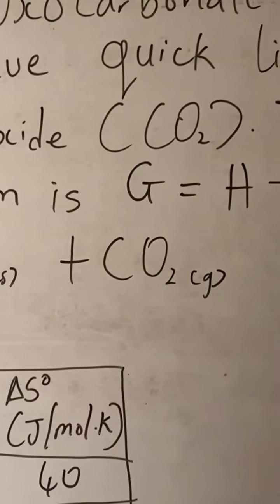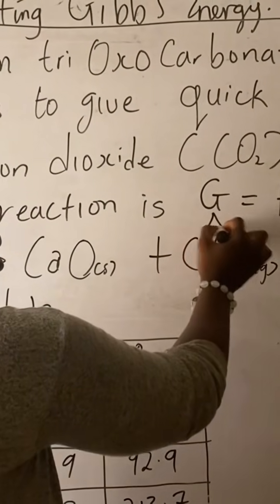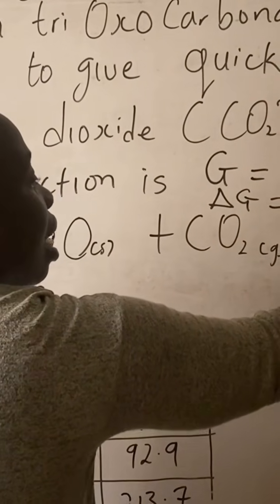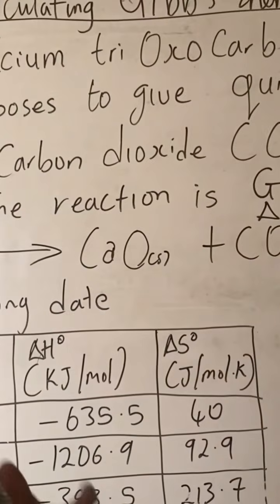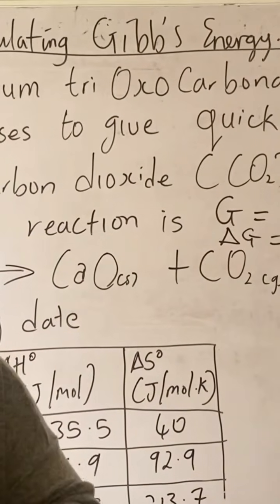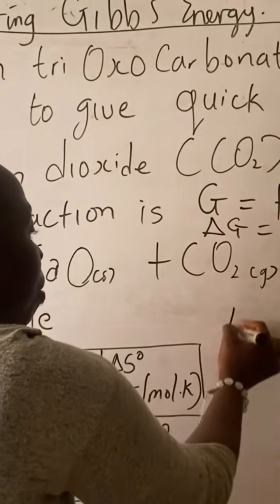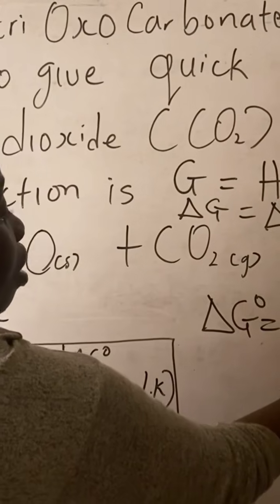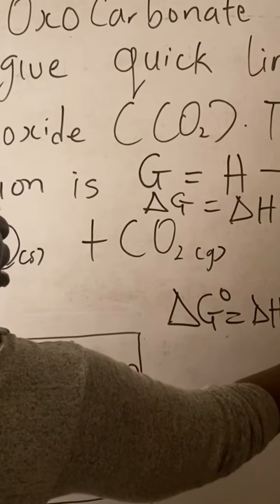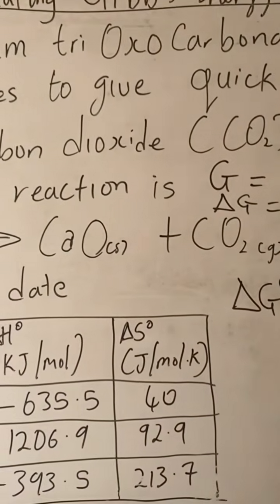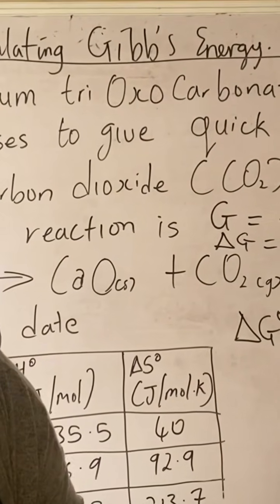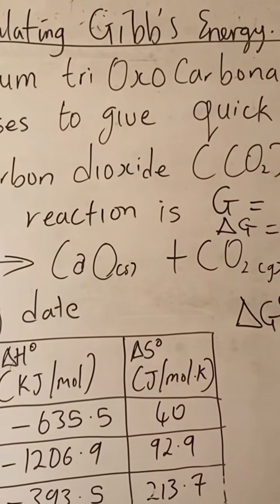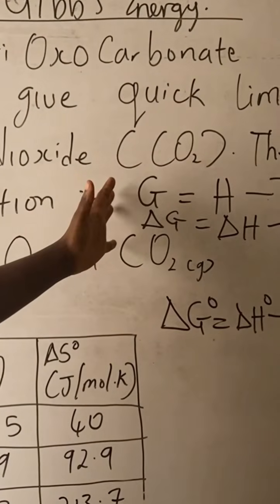But when it is a standard Gibbs energy, it becomes standard G equals delta H minus T delta S. Now, to show that it's occurring at standard condition, you will just indicate it by putting delta G degree equals delta H degree minus T delta S degree. That degree shows that it's occurring at standard condition. So we will take an example on how to calculate the Gibbs energy using this formula.